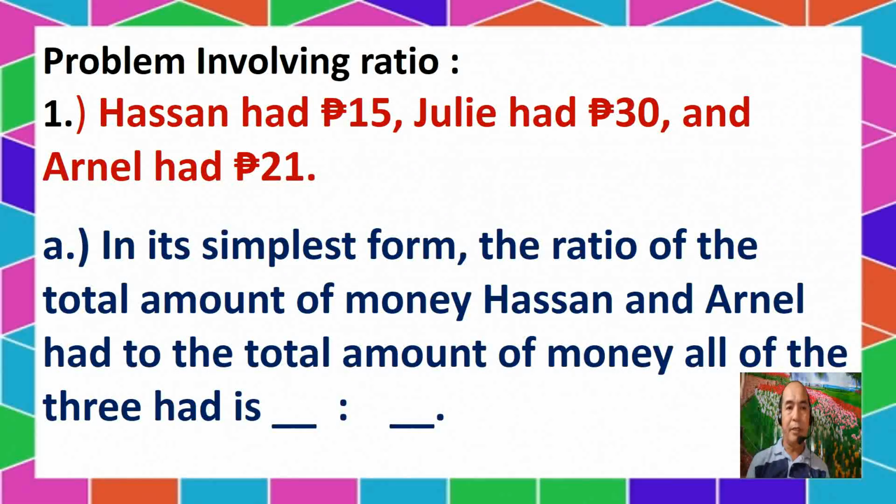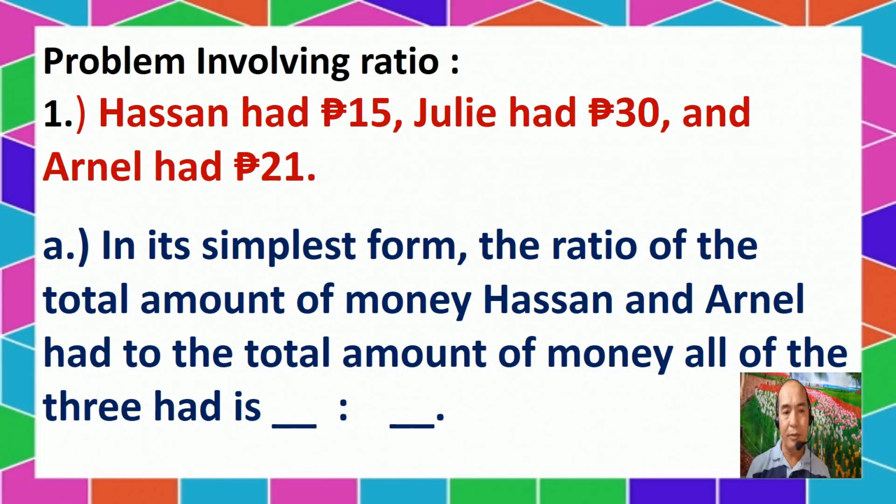Okay, let's take a problem involving ratio. So here is the problem. Hassan had 15 pesos. Jolie had 30 pesos. And Arnel had 21 pesos.